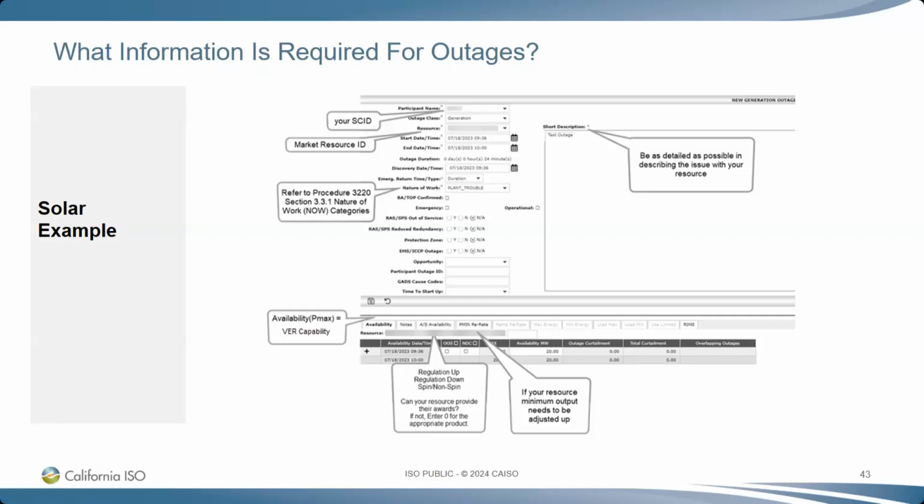From the availability, the VER capability, you've got the availability, that's your Pmax. What is your physical maximum that the resource can actually achieve now? What is that limitation if that's what's being limited? If there are issues about regulation up, regulation down, non-spin, there's AS availability. So is this problem causing you to not be able to provide that AS? Then you're going to want to make sure that you enter 0 for the appropriate product if you're not able to actually offer up that AS. Also, if there is some kind of limitation to the minimum output, that can be adjusted up. So these are fields that you want to consider from a solar example. And depending on what kind of resources you have, we'll talk about outages more, especially when it comes to batteries in the next class.